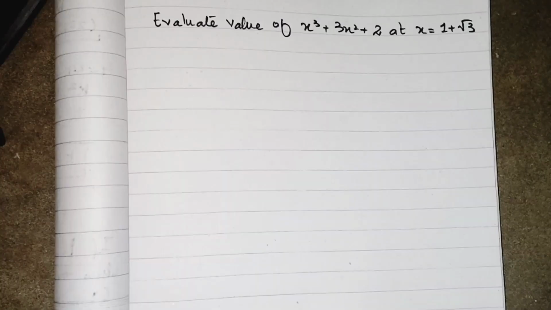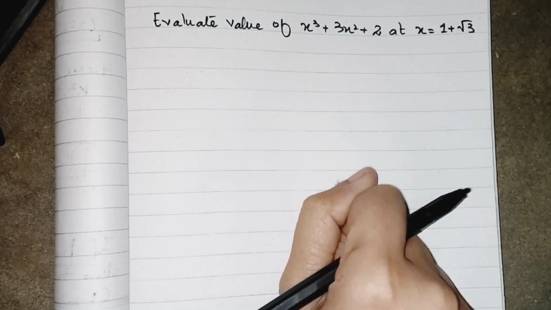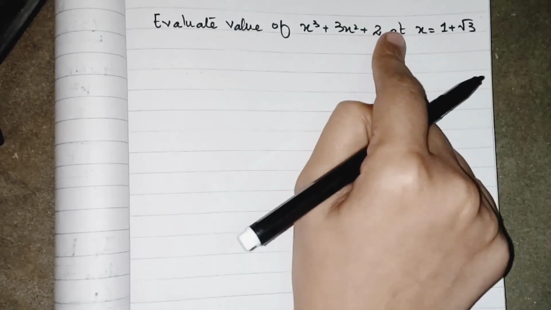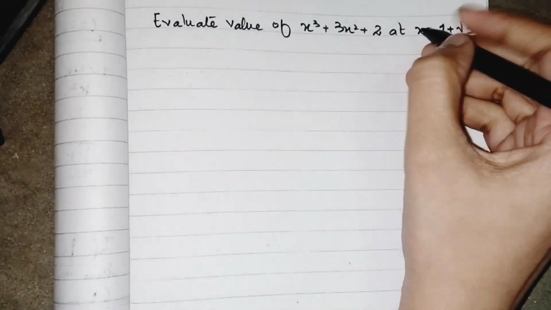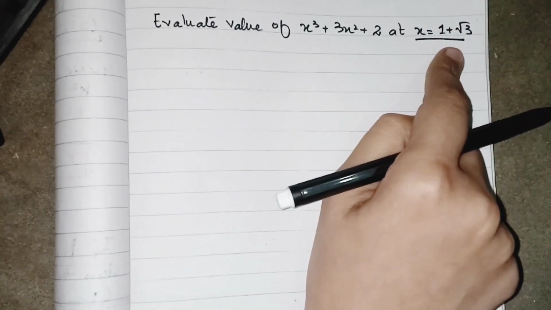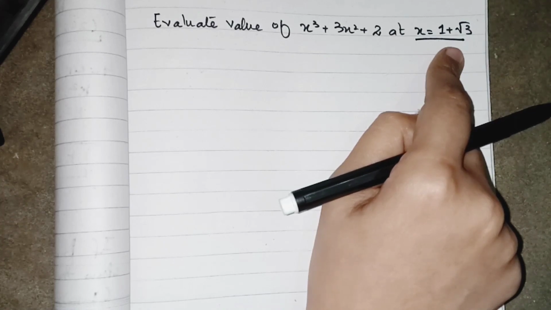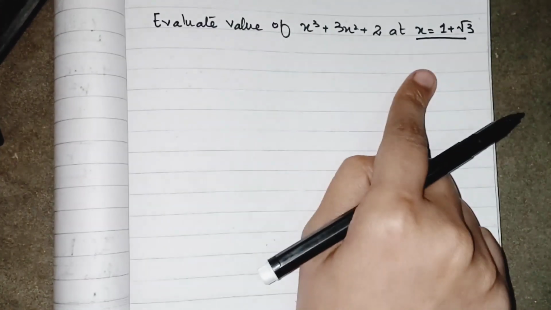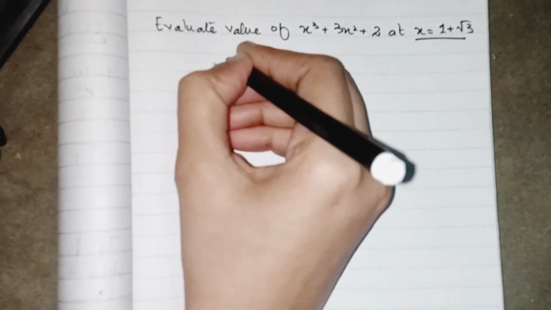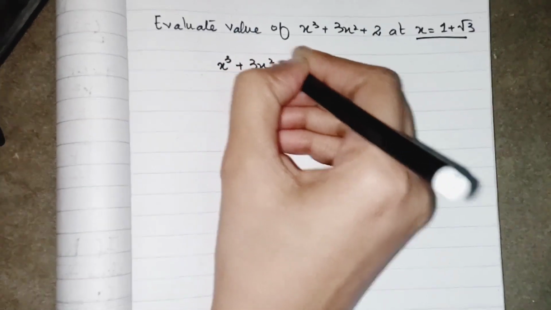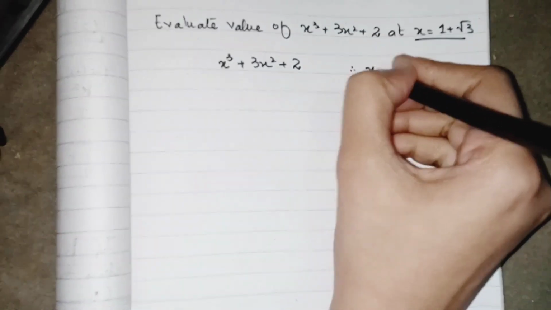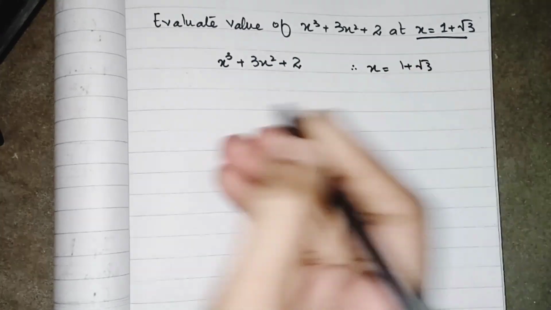Now this is another interesting question in which they are asking to evaluate the value of x cube plus 3x square plus 2 at x equals to 1 plus root 3. We already know the quadratic equation of this one, which we learned in the previous question, but instead of using the division theorem to write the quadratic equation into the quotient and get the answer, we use simple logic to solve this. Like x cube plus 3x square plus 2, this one is my equation, and we have to put x equals to 1 plus root 3.